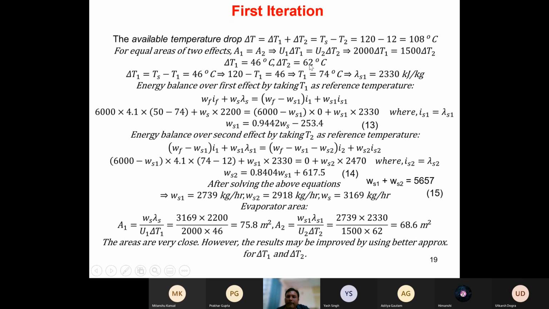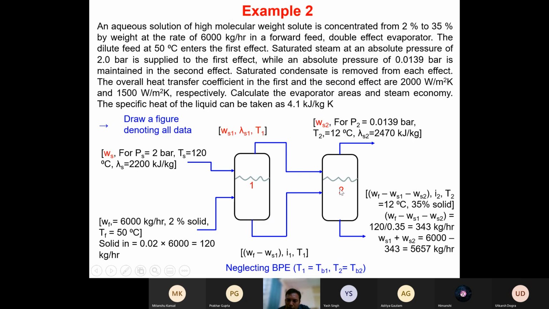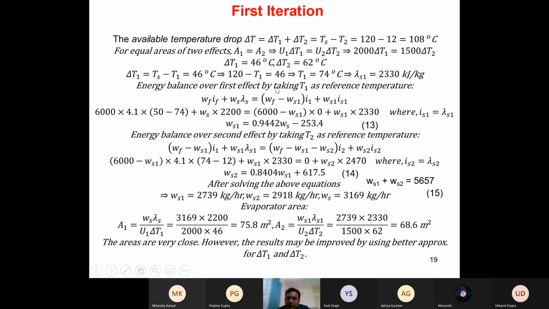Similarly, you can calculate T2. Once we know T1, 74 degrees Celsius, which we have obtained, delta T2 is nothing but T1 minus T2. So T1, 74, minus 12 is 62. We can calculate T2 also. In this case, what will be the value of T2? Can anybody tell me?